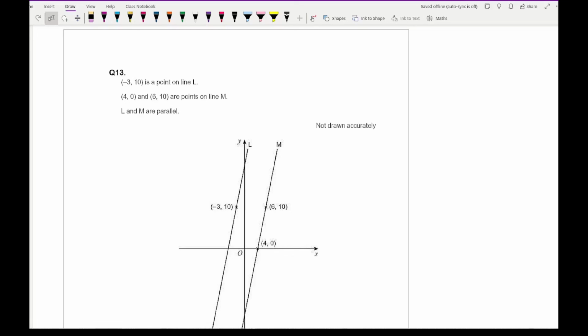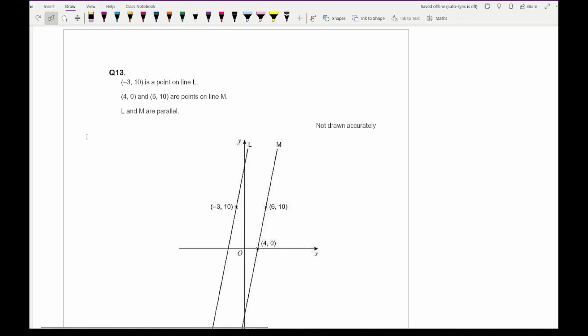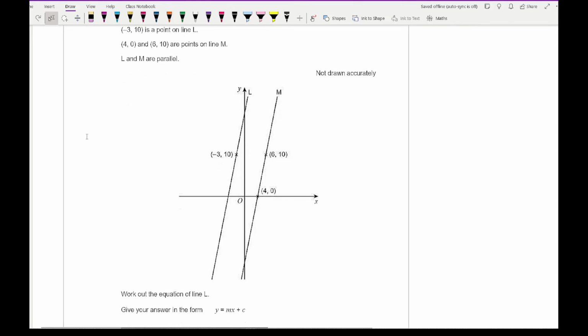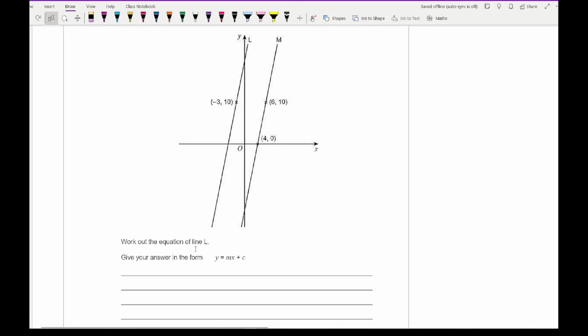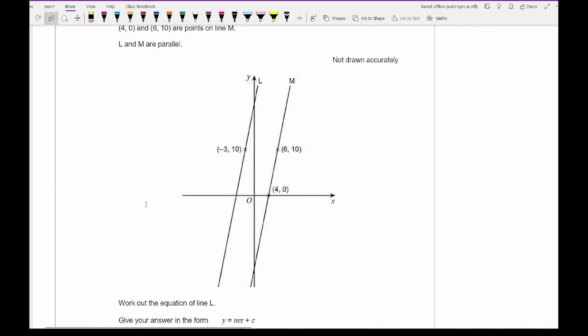So moving on to question 13, it says (-3, 10) is a point on line L, and (4, 0) and (6, 10) are points on line M. L and M are parallel, and the question is asking us to work out the equation of line L, giving our answer as y equals mx plus c. So first of all, we need to work out the gradient of line M.